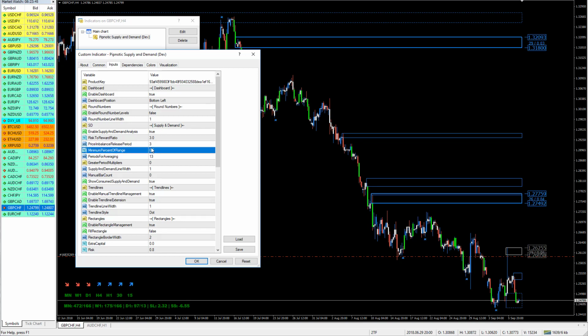And this one, minimum percentage of range, is simply telling the software how big these areas need to be. Looking at an average of 13 periods, we want to consider the size of these areas, because if they're really tiny, then you're going to get a whole lot of them. I like to see ones that have a decent size. So it's looking at the range of 13 4-hour periods, and it wants to see the size of this area to be at least half that.